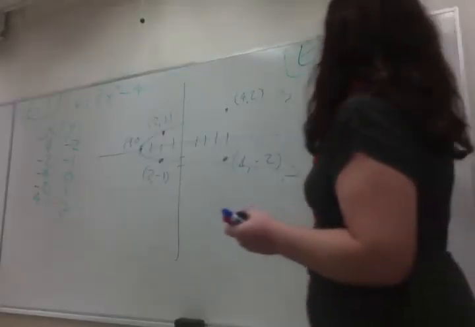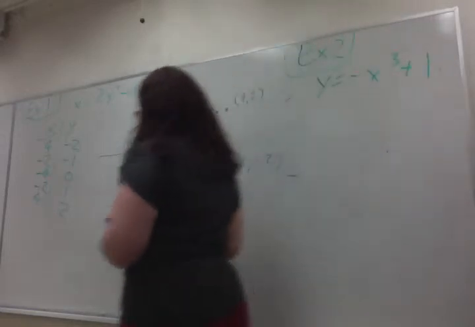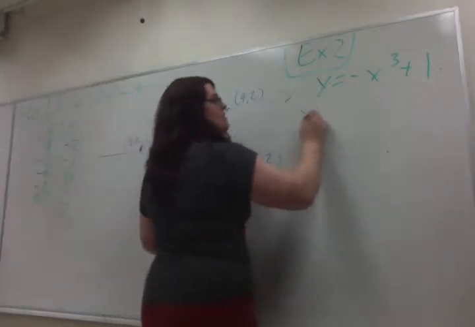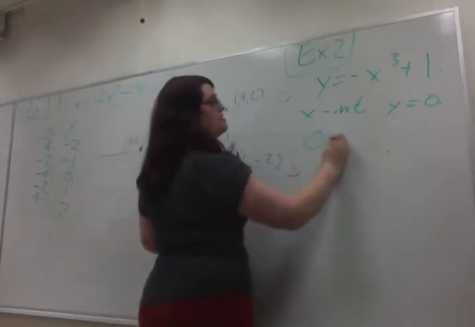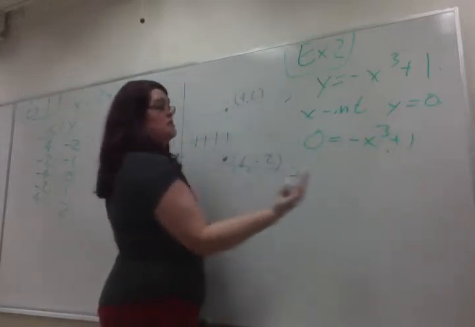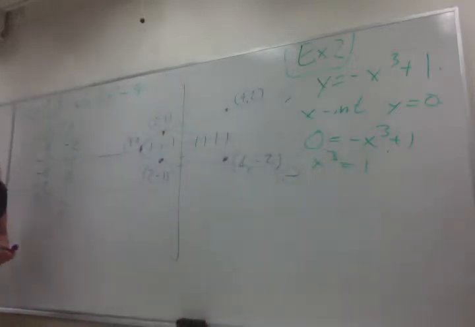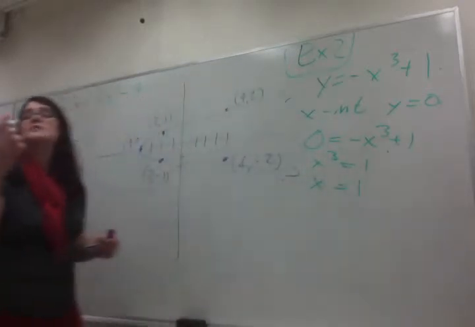So here the function is y equals negative x cubed plus 1. The first thing, if I want to find the x-intercept, I set y to be 0. So I get 0 equals negative x cubed plus 1, and then I solve this for x. Add x cubed to both sides, I get x cubed equals 1. Take the cube root of both sides, I get that x equals 1.